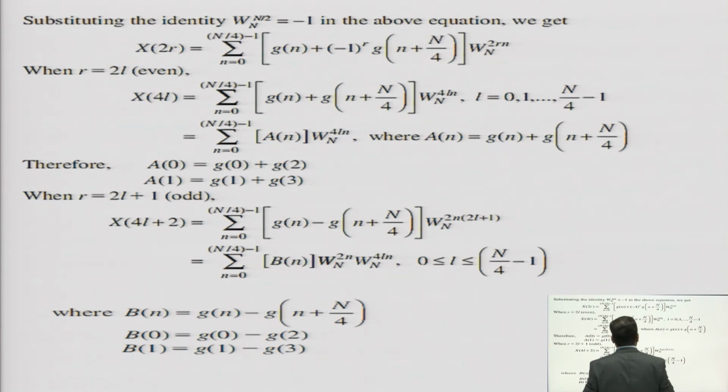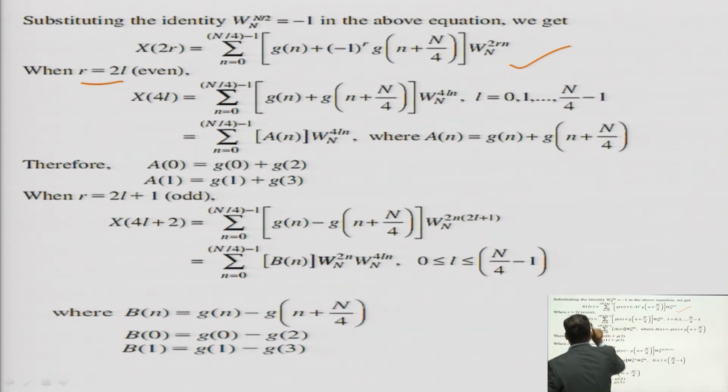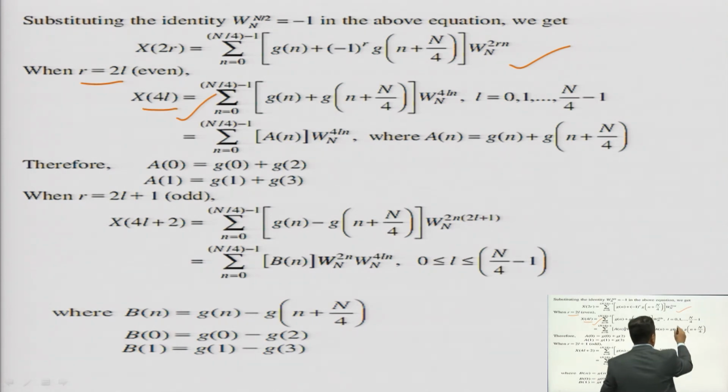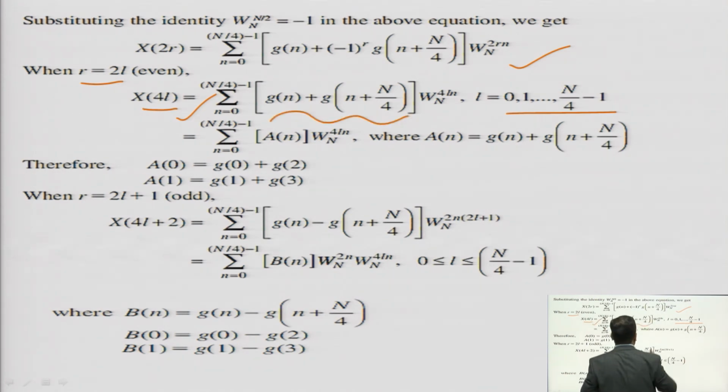Now, x of 2 r is equal to, you are getting this one. Okay. Now, again you have to decompose into even and odd. So, for even you are putting r is equal to 2 L. So, it will be x of 4 L. So, the equation will be in this form, and our sequence goes from 0 to n by 4 minus 1. Now, you are showing this will be in the form of a n. Okay. So, this you are assuming this is the a n, and a n is equal to g n plus g n plus n by 4.